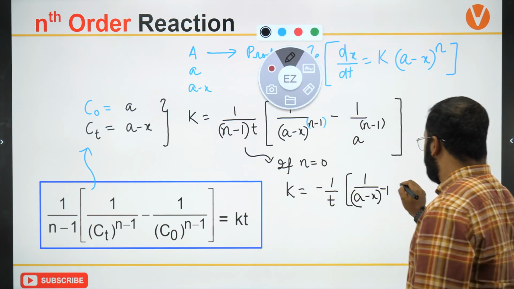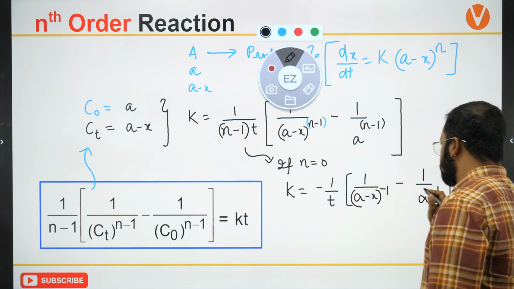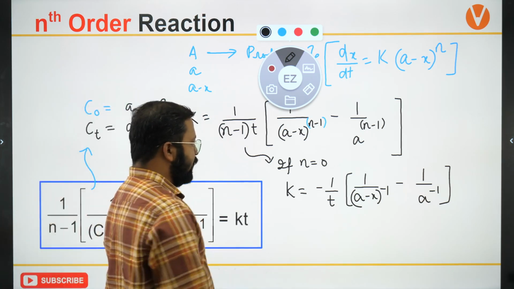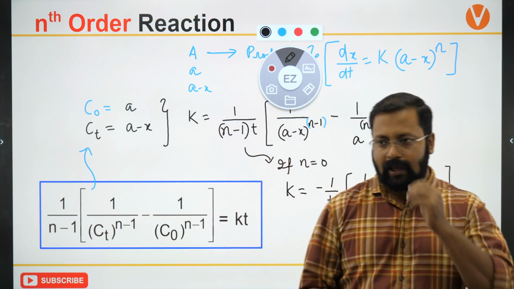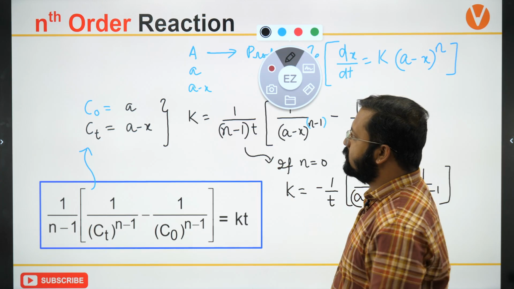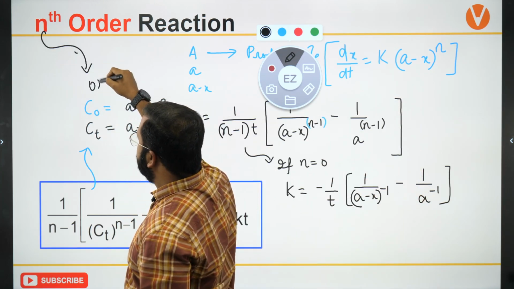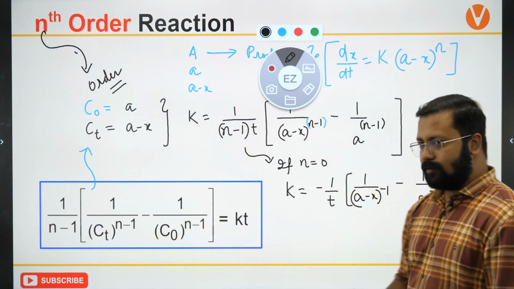and minus 1 by a to the power minus 1. I would be getting this. Okay. We have kept n as equal to 0, and n being 0 means the order is 0. Nth order means n represents the order. N represents the order.